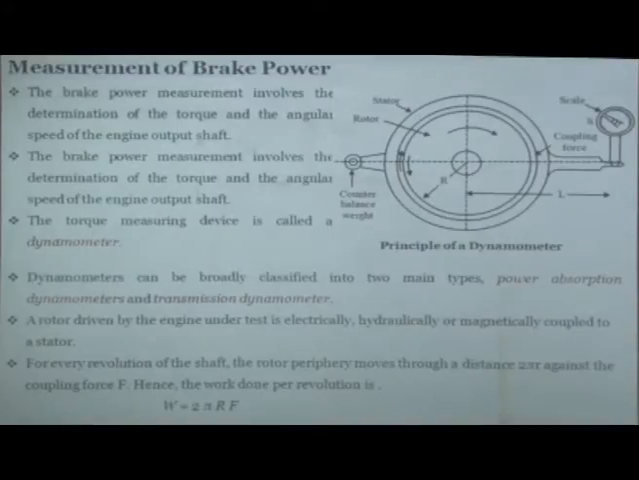Okay, and you know how to measure the speed. So, once you know the torque and you know the speed, you can calculate how much power will be produced. Power produced means brake power produced by the engine. Okay. So basically the principle is that this is the rotor. Rotor means shaft. Shaft is rotating.